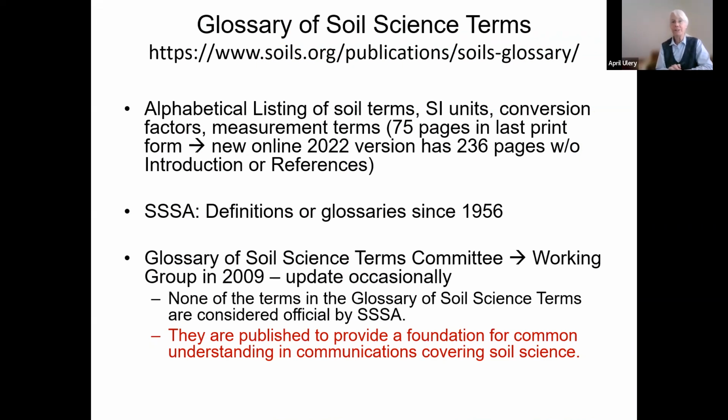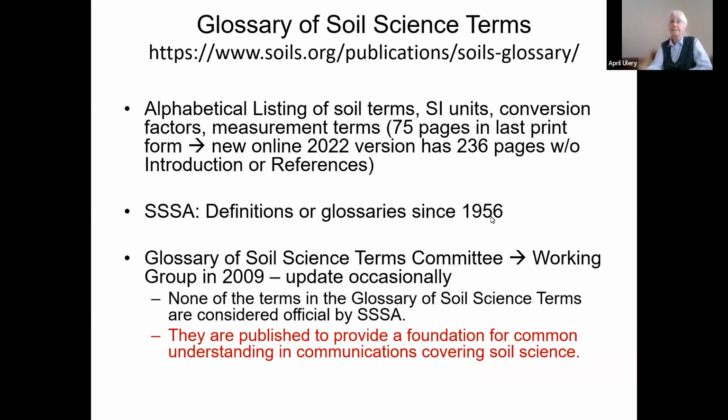Okay, so for the glossary of soil science terms, here's the website for it. And another interesting feature is that currently this is a free resource, although I'm sure the updated one will probably not be free. But this is simply a glossary, an alphabetical listing of soil terms and SI units, conversion factors, measurement terms. In our last 2008 print, I think it had about 75 pages. The newest version that I have, and I have a PDF file of it, has 236 pages. So we've expanded quite a bit in the 12 to 14 years since it's been updated.